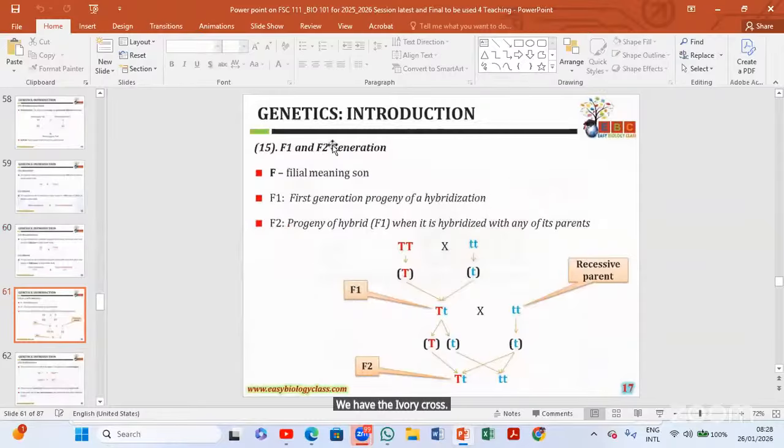Then we talk about generations. We have F1 and F2. F1 simply means first filia. F means filia. Filia meaning son. So when you talk about first filia, that is the son directly from a parent. When you talk about second filia, that would be the grand. It may not necessarily be son. Let's just say child.